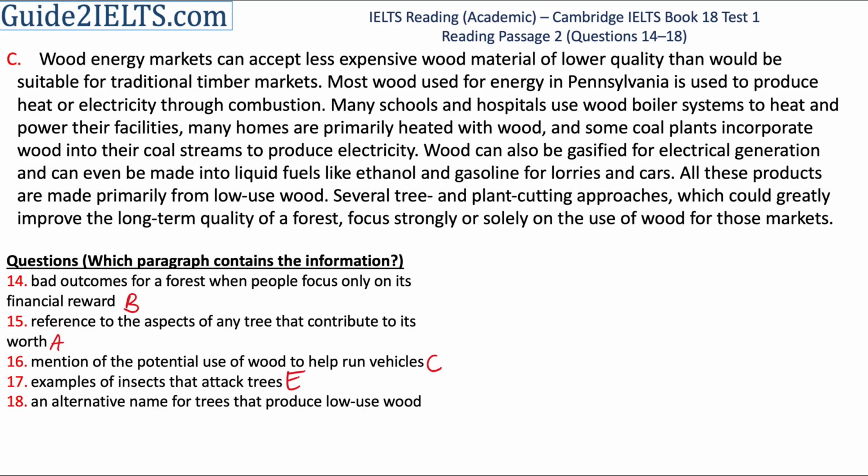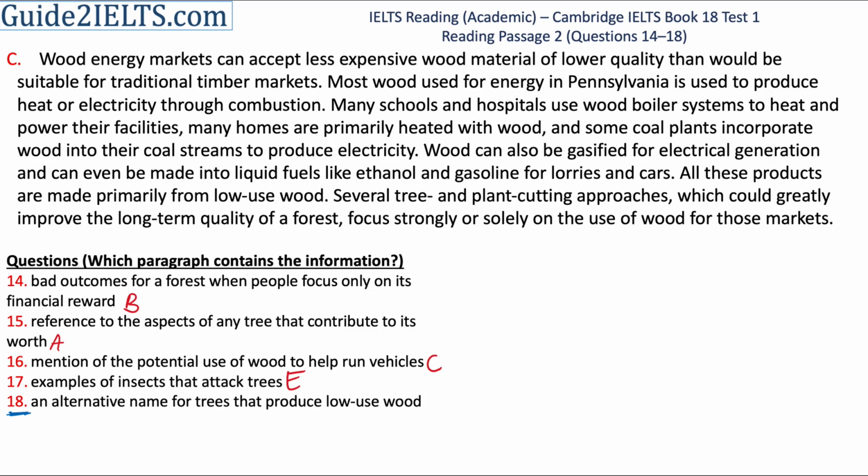The only question we are left with now is 18th. So rather than starting with paragraph D and trying to read all the paragraphs, I'll read the question again. An alternative name for trees that produce low-use wood. Alternative means some other name. So we are looking for some other name for trees which produce low use wood. I could be wrong, but this sounds like something which would usually be mentioned either at the beginning of the passage or at the end of the passage.